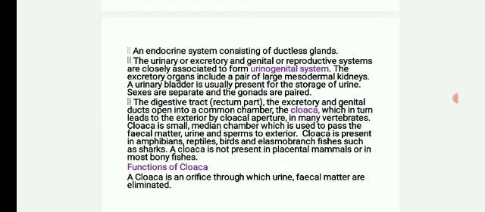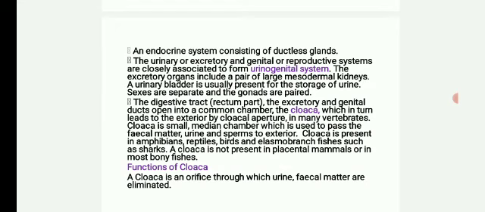Next point. The digestive tract, that is the posterior part of the rectum, the excretory and genital ducts open into a common chamber called cloaca. Cloaca leads to the exterior by the cloacal aperture. In many vertebrates, cloaca is a small median chamber which is used to pass the fecal matter, urine and sperms to exterior.